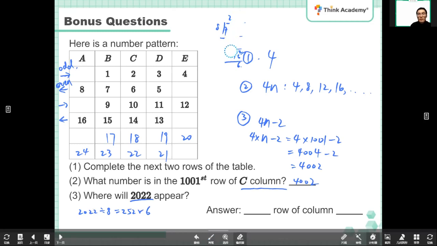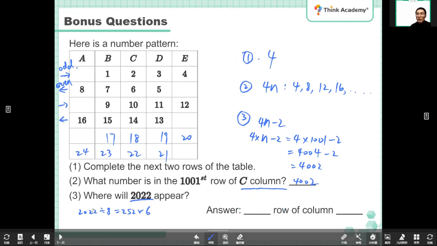All right. So this means the quotient and the remainder tells us that we have completed 252 complete cycles. And in each cycle, remember, we have 2 rows. Don't just write 252 as the row number over here. That's a typical wrong answer.